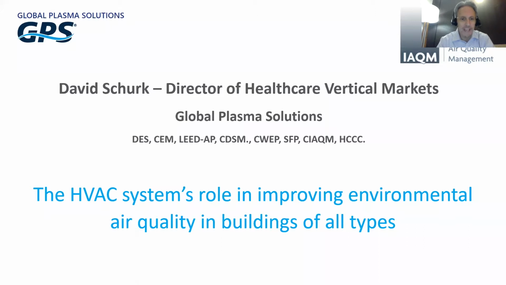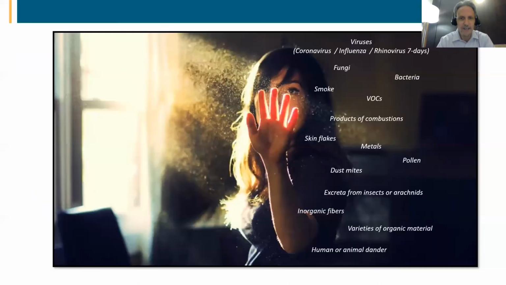I am going to be talking about the HVAC system's role in improving environmental air quality in buildings of all types. And I think this slide is going to tee up our conversation perfectly moving forward. What you see in front of you is a young lady sitting in a room. She's holding her hand up in a sunbeam of light that's coming in through the window. And in that sunbeam of light is illuminated a whole bunch of stuff in the air that she's breathing. And she's looking at that thinking, I don't know what she's thinking exactly. I know what I would be thinking. Oh my gosh, what is that? I didn't realize all that stuff was in the air that I'm breathing. And it is, most certainly. And she's seeing it for the first time simply because it's illuminated.